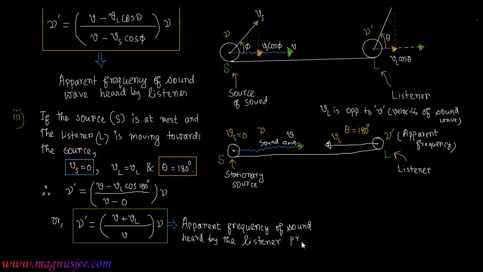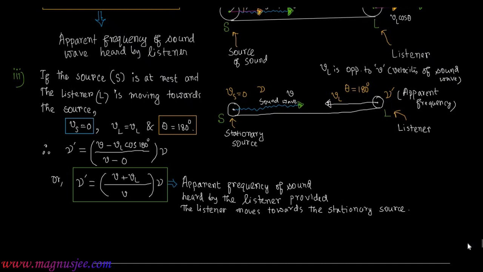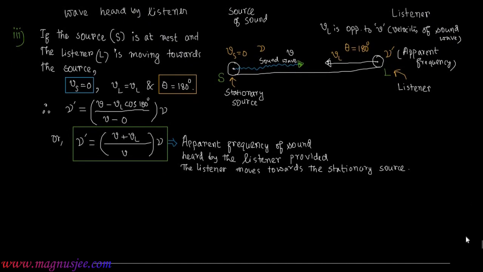Nu prime is equal to (V plus VL) divided by V, into the actual frequency nu, provided the listener moves towards the stationary source of sound, where nu prime is the apparent frequency and nu is the actual frequency.